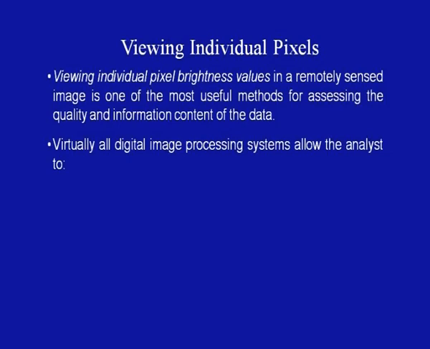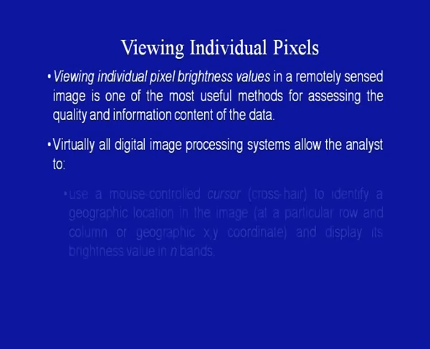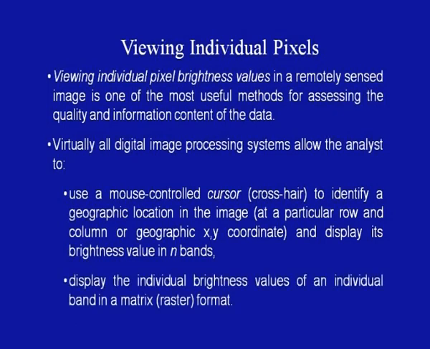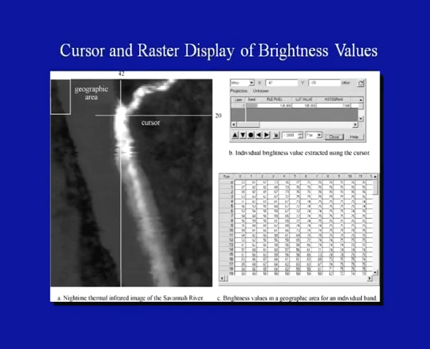Virtually all digital image processing systems allow the analyst to use a mouse control cursor to identify a geographic location in the image and display its brightness value in all the data sets that are present, that is, in the n bands in which it has been collected. Then we can display the individual brightness values of an individual band in the form of a matrix, that is, in raster form.